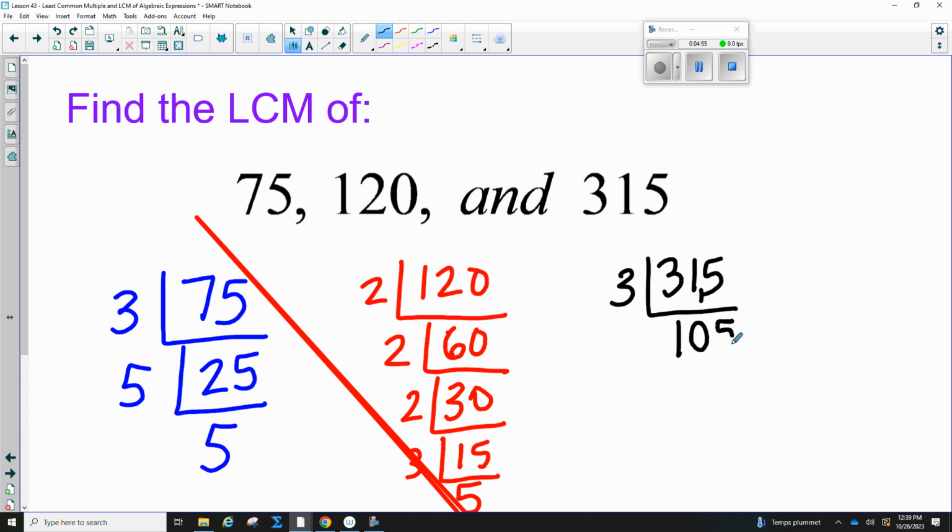Okay? How do I know quickly that 3 goes into this? Add the numbers, right? What's 1 plus 5? 6. Is that divisible by 3? Yes. Okay, so I know 3 goes in. Now, pay attention for how you do this division, right?